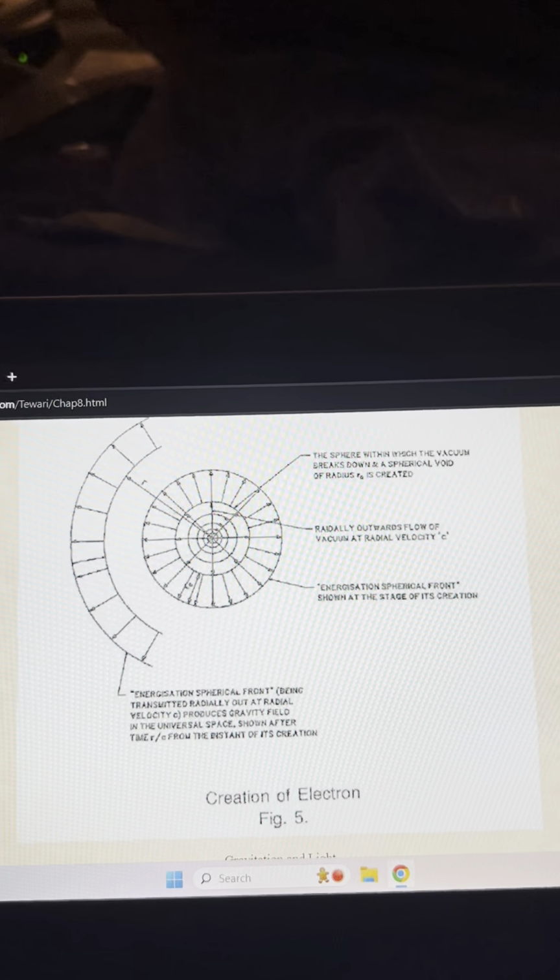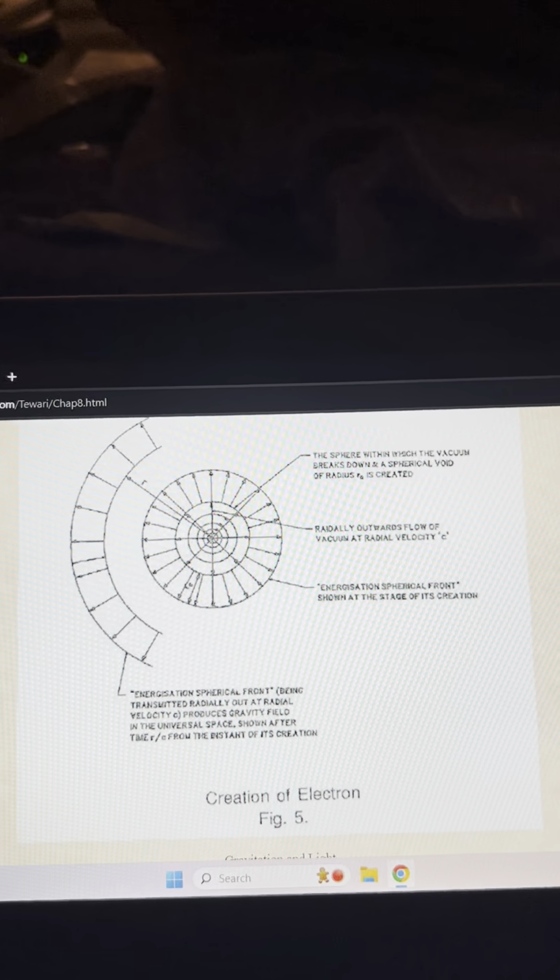And please confirm this for yourself, because I'm not sure I'm reading that correctly. Creation of electron, it says. Creation of electron. Wow, that's amazing. That's creation of electron, figure 5. Okay, gravitation and light.